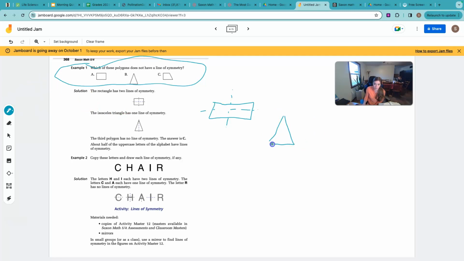B is a triangle. Can we cut it in half or in any other direction to the point where it has 2 perfect mirror images, where you can fold it over on itself and it would match up perfectly? Yes, it has at least one, because we can come down the middle like this. You can fold it over on itself, it's going to match up. What about C? If we went that way, that wouldn't work, because we have this corner here that wouldn't match up with that corner. Can we divide it any other way where it would match up correctly? No. So this does not have a line of symmetry. So C would be the correct answer for example 1.